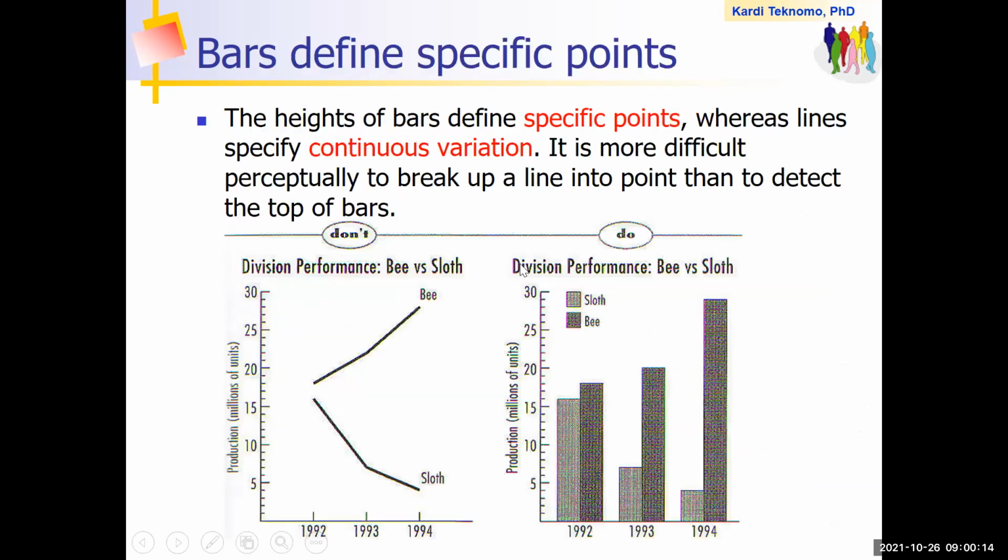Right? So remember, when you use bar chart, the height of the bar represents a specific point. Okay, so if you want to define specific points, use bar chart. Don't use line. Why? Because the line specifies the continuous variation. But of course, if you want to see the continuous variation, use line. Okay.